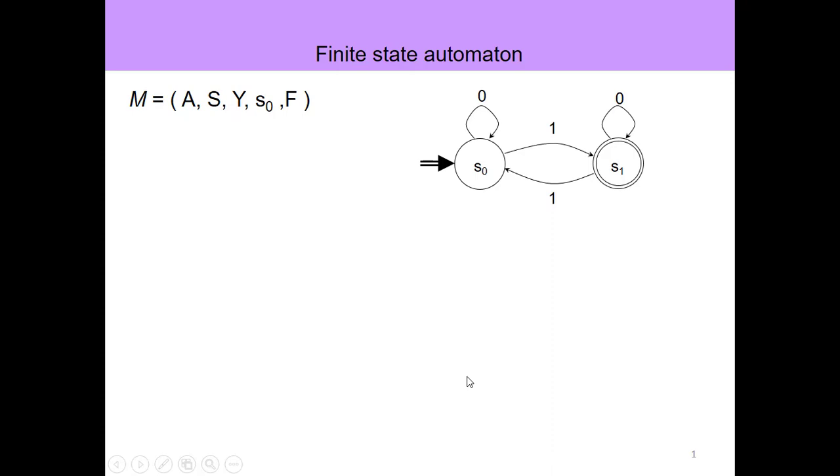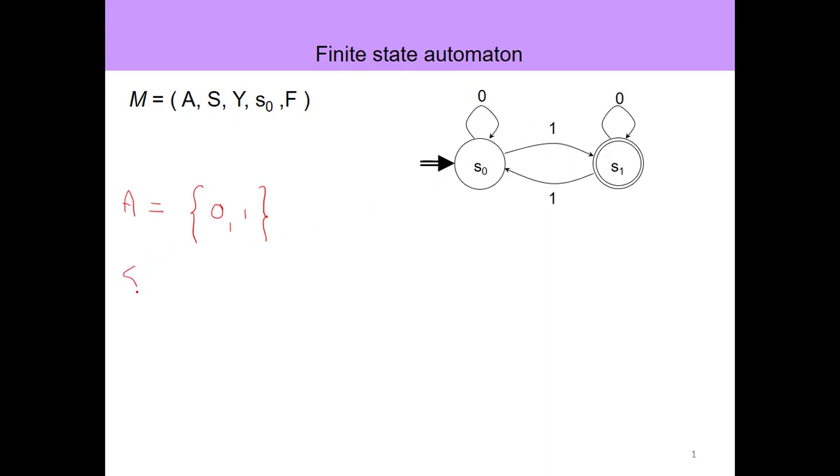A finite state automaton, an FSA, is defined with 5 properties. The first one, A, is the alphabet. So what symbols can we use in this finite state automaton? In this situation, it's only 0 and 1. So if we are in a state, we can do something with a 0 or we can receive a 1, and those are the only possibilities.